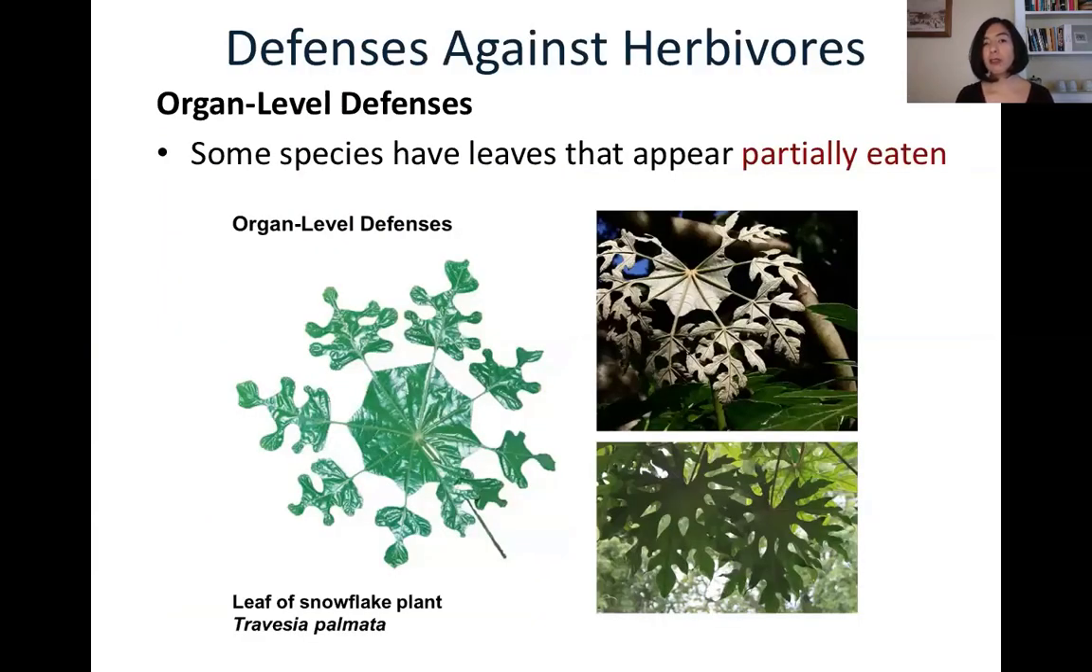At the organ level defense, we have also modified leaves that look like they have been eaten already. So animals or insects that see these already eaten plants are like, okay, I'm gonna just pass on these and look for another one that still has a lot of the good thing. So leaves like Travesia palmata, or snowflake plant, look like this, and it looks like it has been eaten already, right? But it hasn't. It's one of the defenses that we think plants have evolved to trick animals.